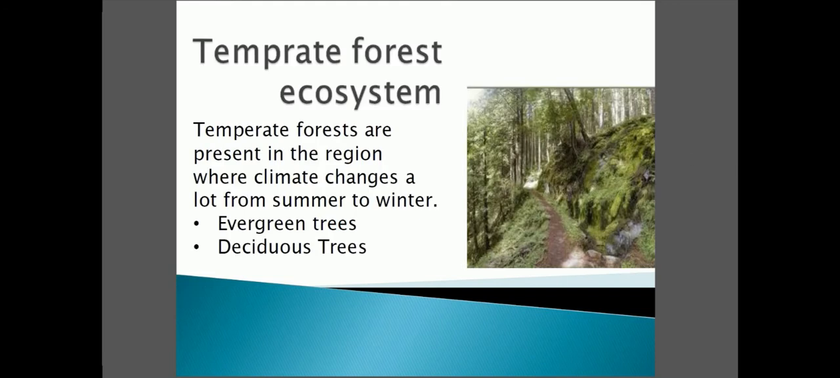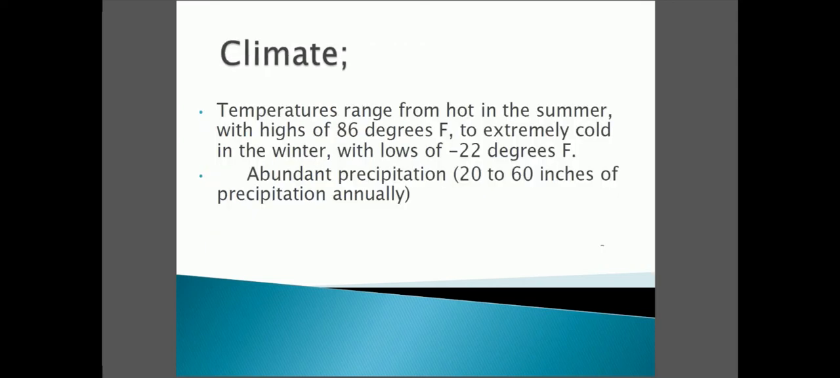The next type of forest ecosystem is the temperate forest ecosystem. Temperate forests are present in regions where the climate changes a lot from summer to winter. They are mostly present in areas where climate change is mostly occurring, and they consist of two kinds of plantation, which are the evergreen and deciduous trees. Deciduous trees shed their leaves in the off season.